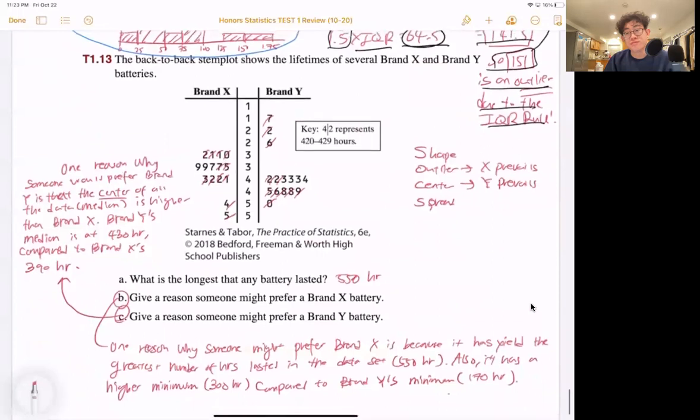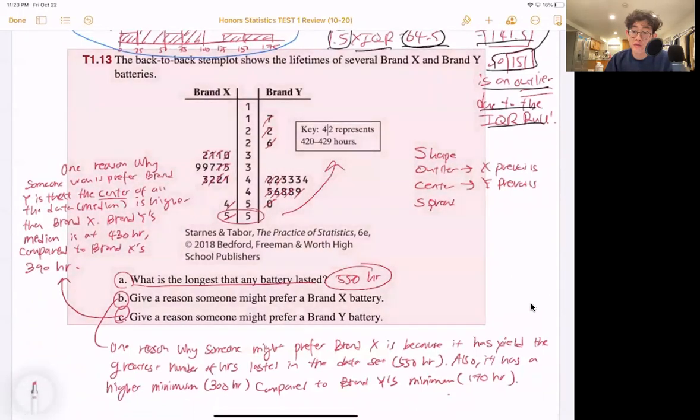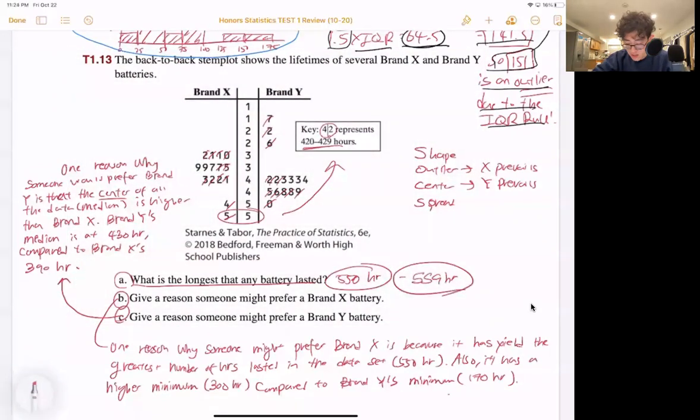All right, last question. This is something that we've already done. So again, it was kind of like a Shark Tank question. Part A, what is the longest lasting battery? That's 550. Please just read the key for that. 5.5 is not 55 hours. Like 4.2 is not 42. They say it was between 420 to 429. Just to be more specific, I can say 550 to 559 hours. But 550, if you guys said that, that's totally okay.